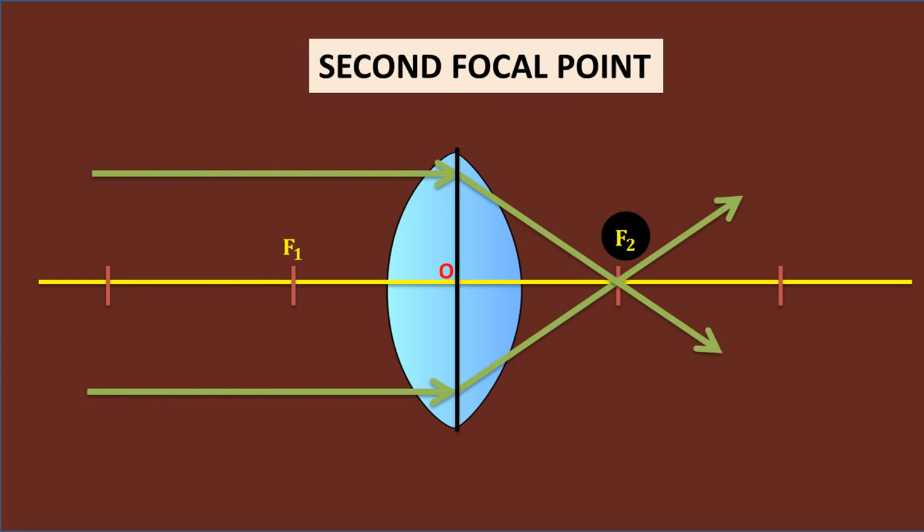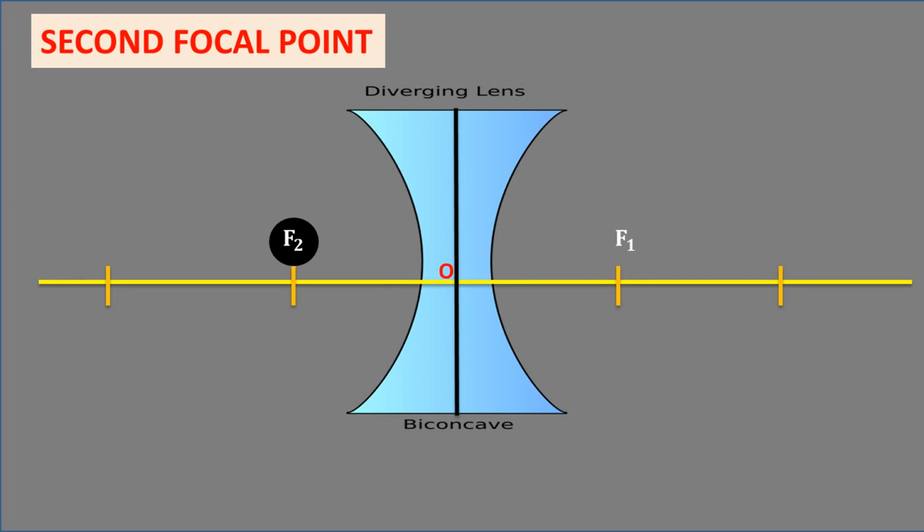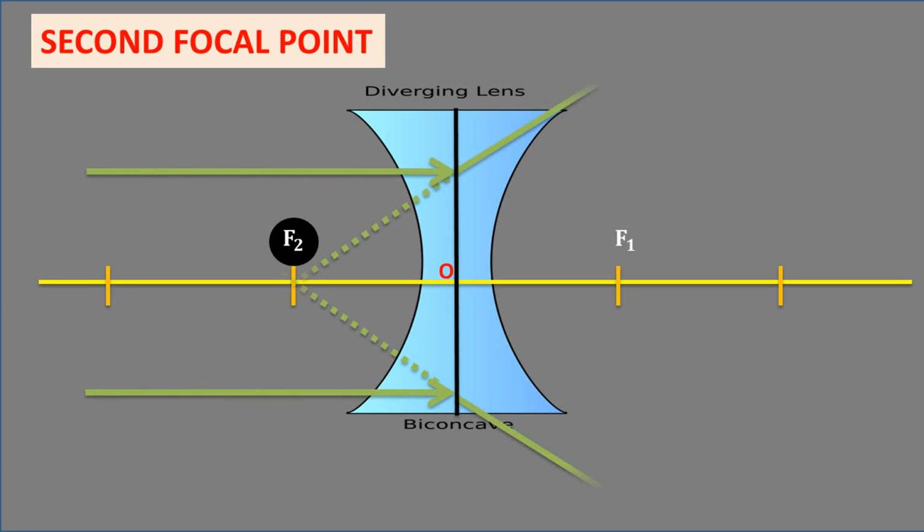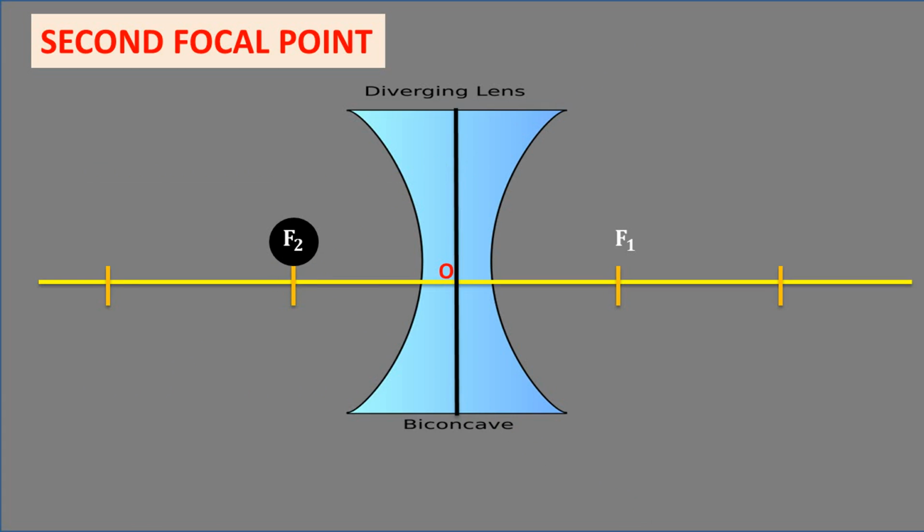And for a concave lens, the second focal point is a point F2 on the principal axis of the lens such that the rays of light incident parallel to the principal axis, after refraction from the lens, appear to be diverging from that point.